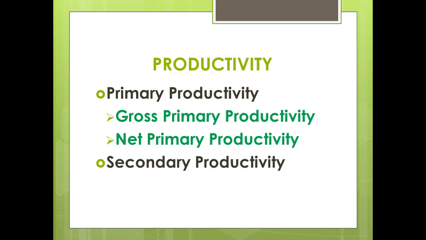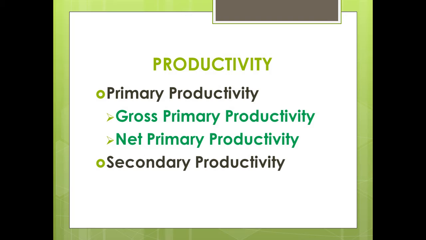Primary productivity is the rate at which energy is trapped or biomass is synthesized by the producers per unit area, per unit time, through the process of photosynthesis. It has two aspects, namely gross primary productivity and net primary productivity. Gross primary productivity is the total amount of energy captured or the total organic matter or biomass manufactured by the producers in their photosynthesis per unit time per unit area.